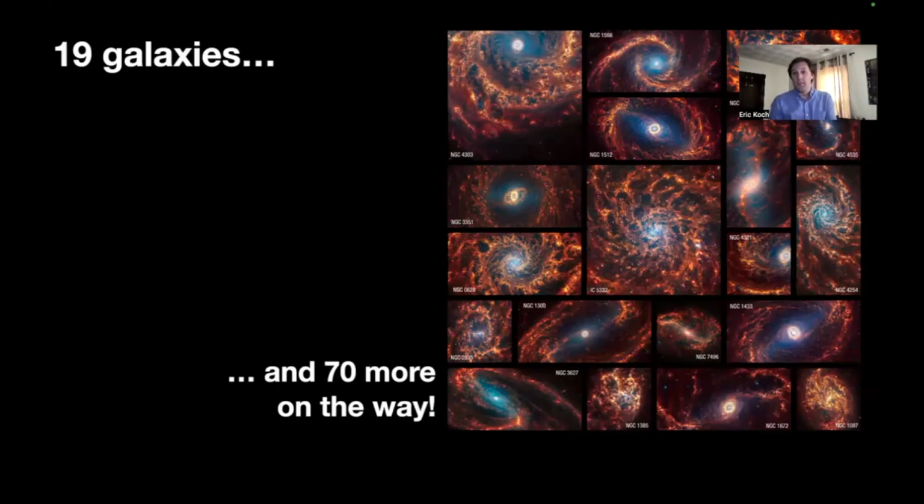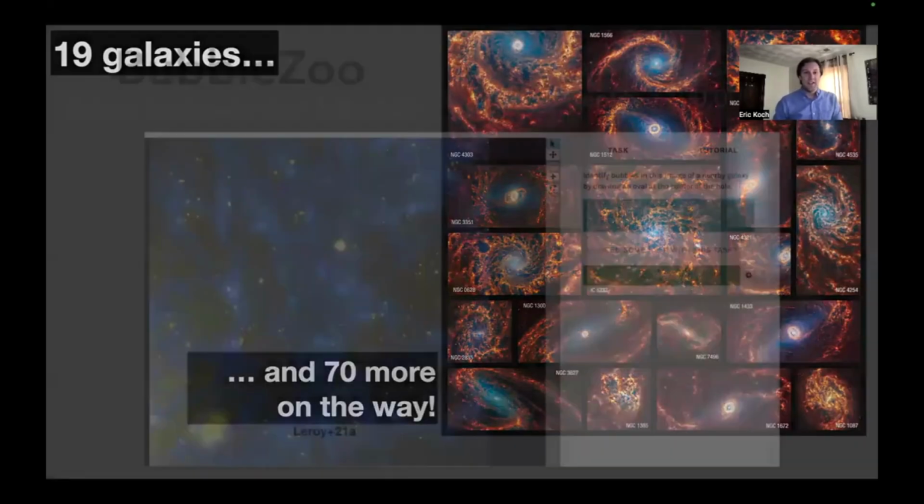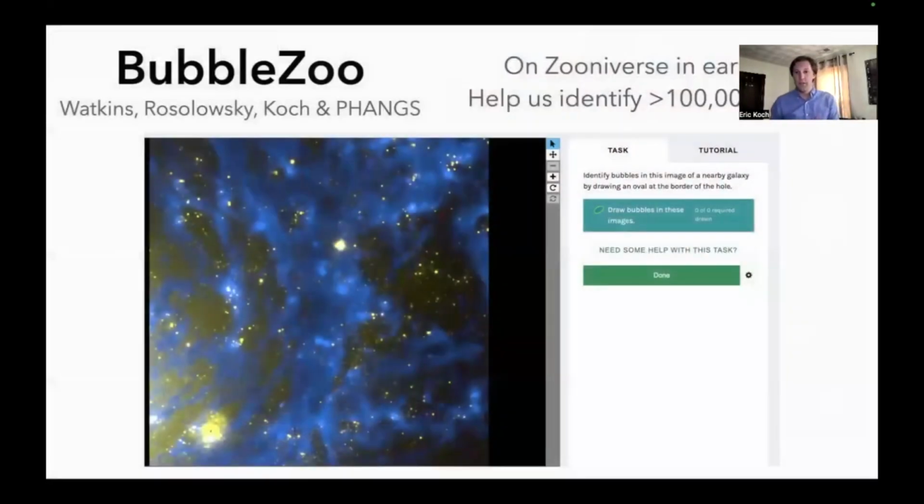And the way that we're going to be doing this is via a citizen science project called BubbleZoo. This is in collaboration, again, with PHANGS, but in particular with Liz Watkins and Eric Rosolowsky and myself. This will be a new project appearing soon on the Zooniverse platform. And I'm showing you just an example of what one of our small cutouts will look like, where you can help us explore these very intricate data sets and identify all of these bubbles.